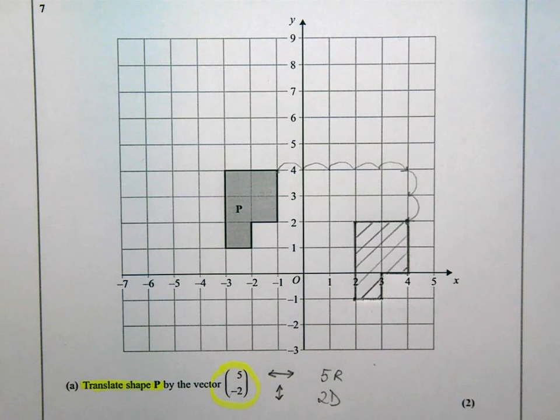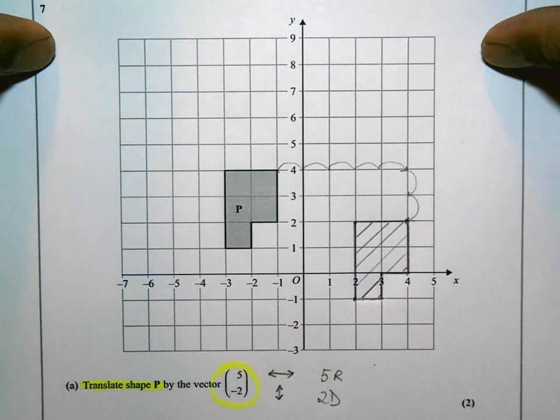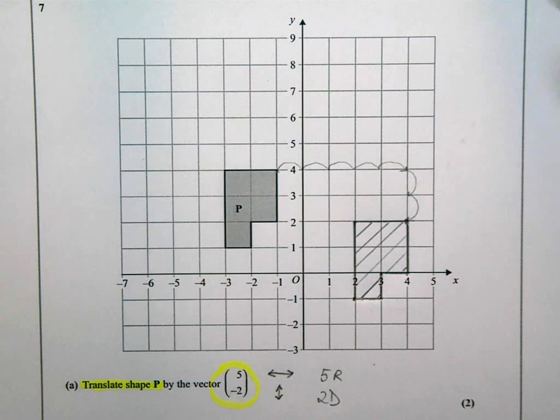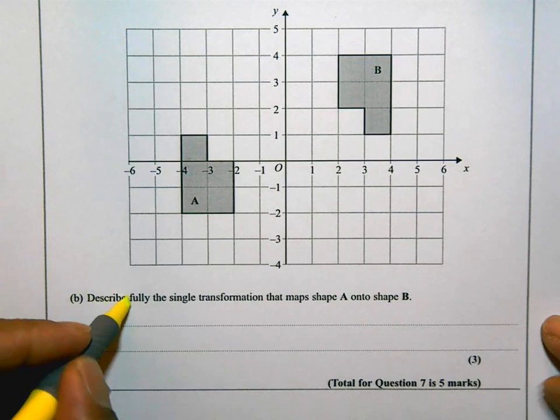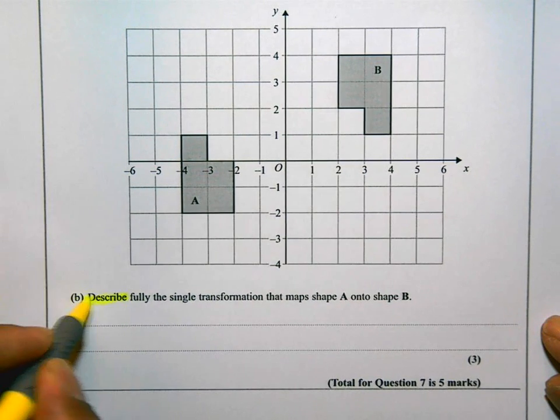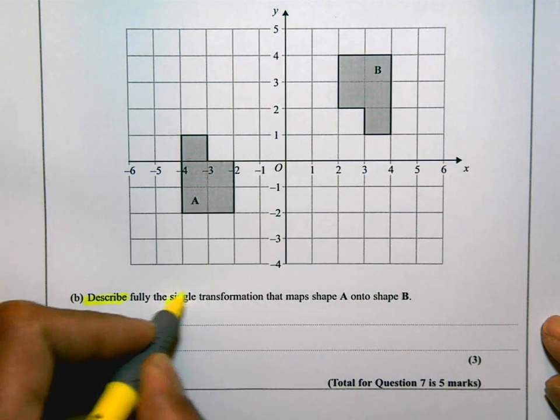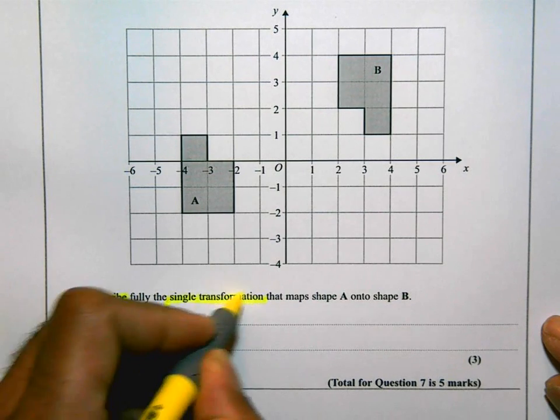But if we look at part B now, here is part B of question number 7. What they want you to do in part B is to describe fully the transformation that maps A onto B. So read this carefully. They want you to describe, so you need to write some words down fully, the single transformation. So there's just one transformation, and that's really important, that moves shape A onto shape B.